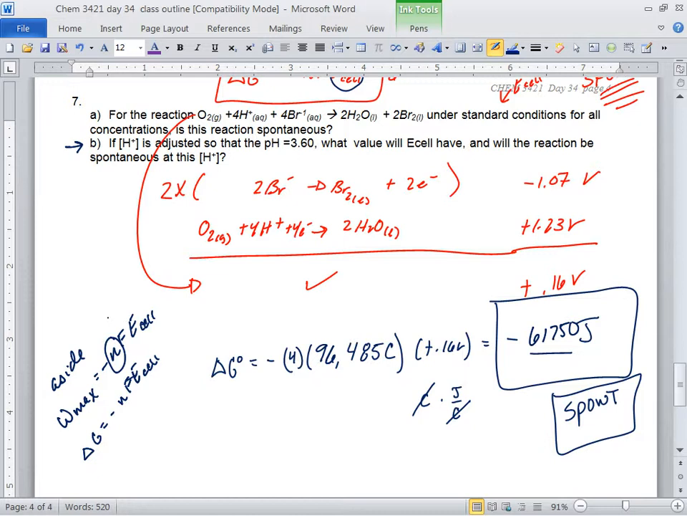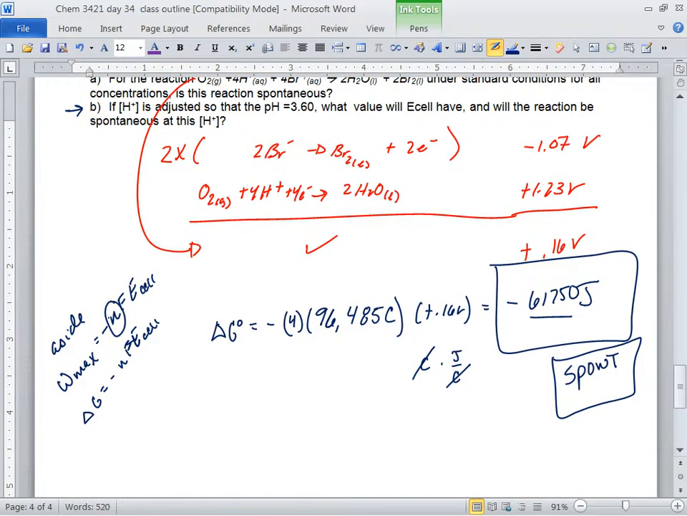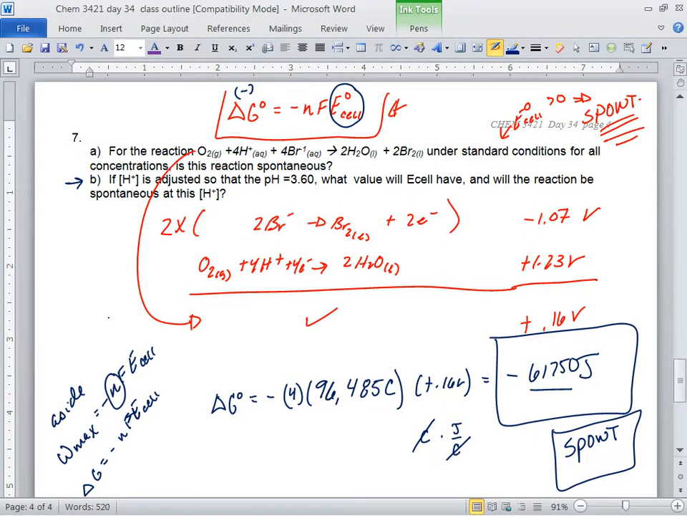Anyway, I just want to see if I could try to clear that up a little bit. If the hydrogen ion is adjusted so that the pH is 3.6, what value will E cell have? And will it still be spontaneous? So you're supposed to keep everything else standard conditions.